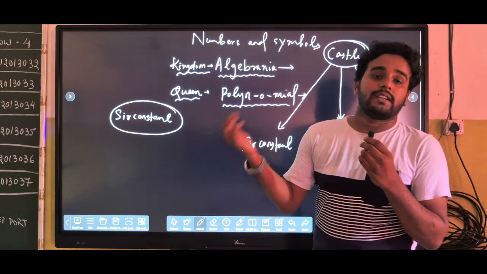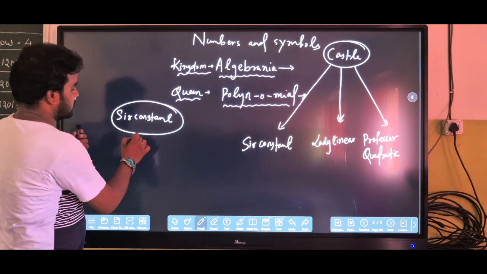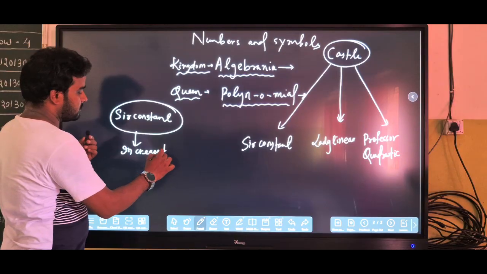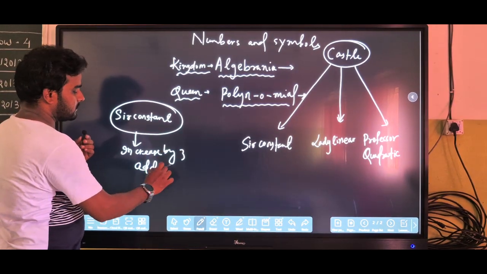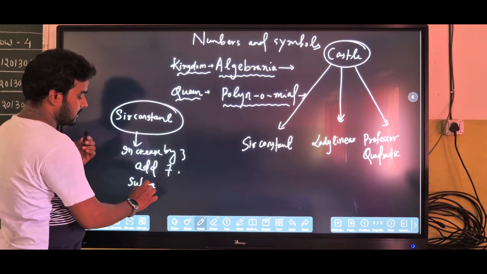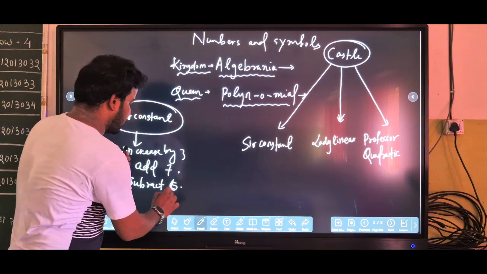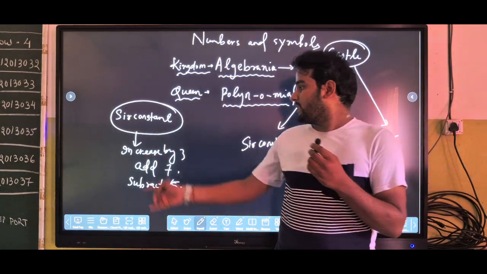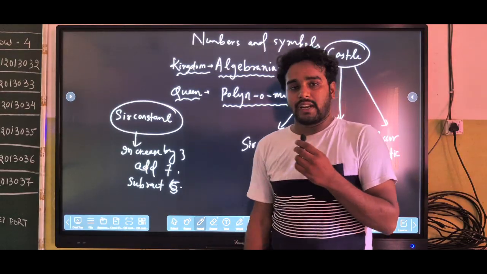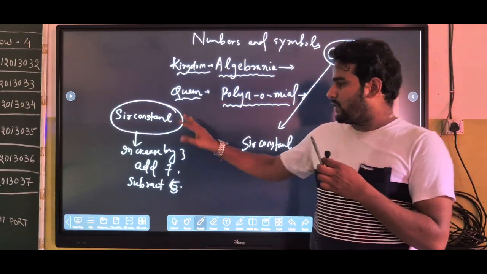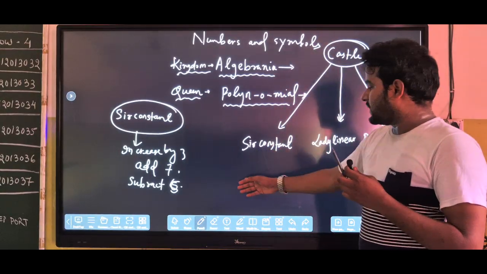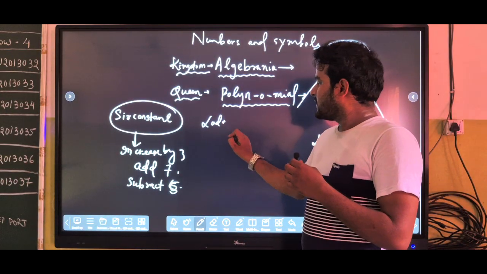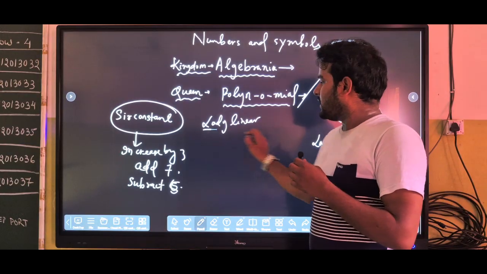Okay. So Sar constant, what does he do? Sar constant can say like increase by 3, add 7, subtract 5, like this. He is very easily predictable. Whatever he says can be easily predicted by the queen: increase by 3, add 7 or subtract 5. Very simple thing he does. That is the work of Sar constant. Then after Sar constant comes Lady linear. So what is the work of Lady linear?